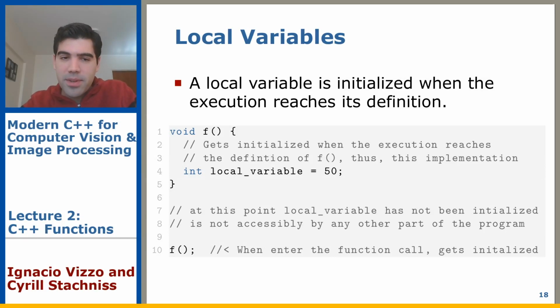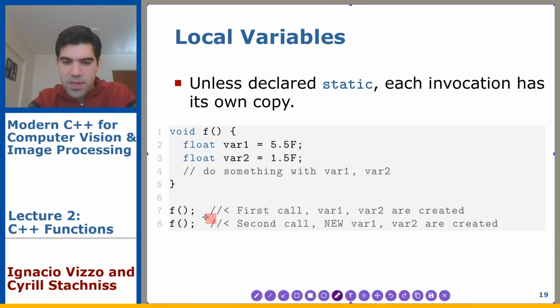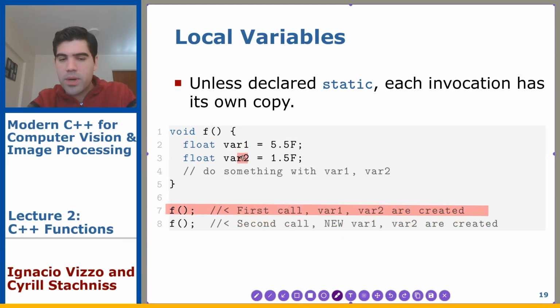Moving on. Local variables are also part of functions, and a local variable is initialized when the execution reaches its definition. So basically, whenever you reach this function f, the local variable will be initialized, and that's basically it. Unless declared static, each invocation has its own copy, so this is important. We have a function f with two variables, var1 and var2. Whenever we call this function for the first time, var1 and var2 will be created, and when we call it afterwards, a new var1 and var2 will be created. So they are different objects in memory. But this is unless the variable is declared static.